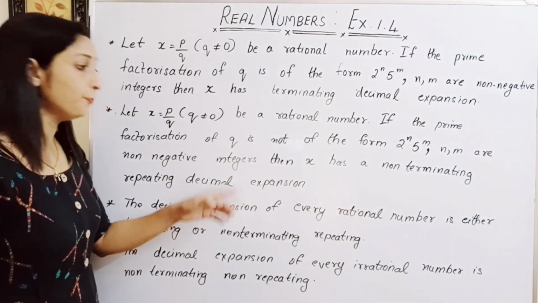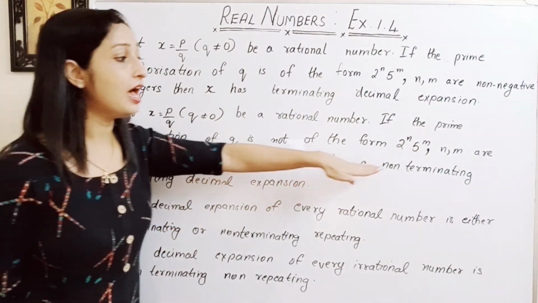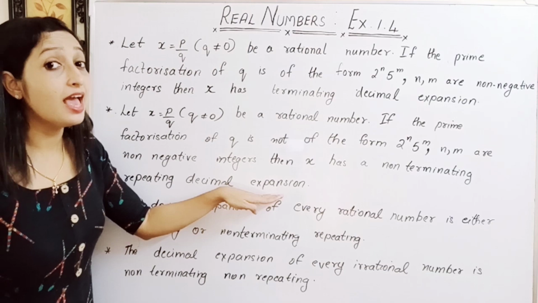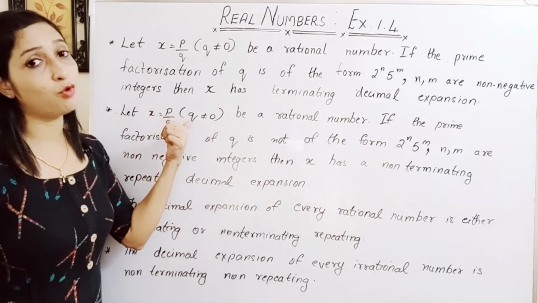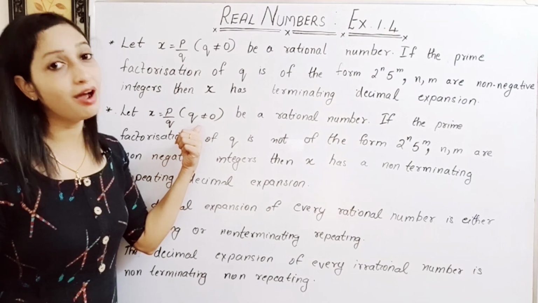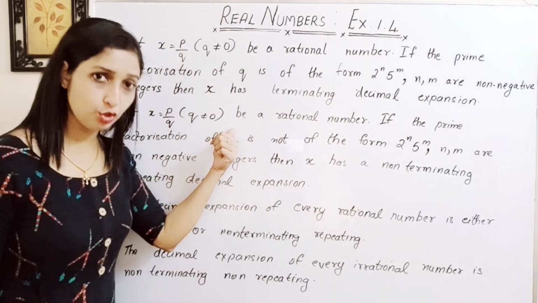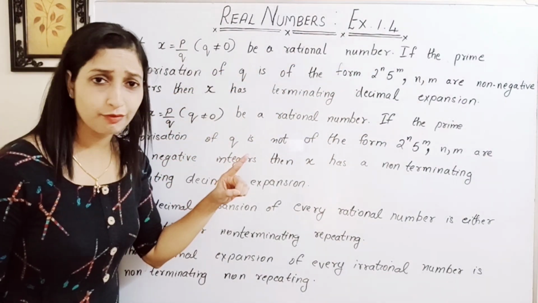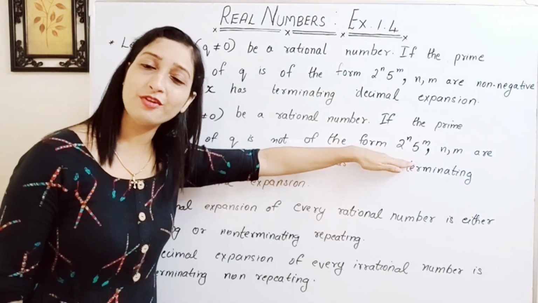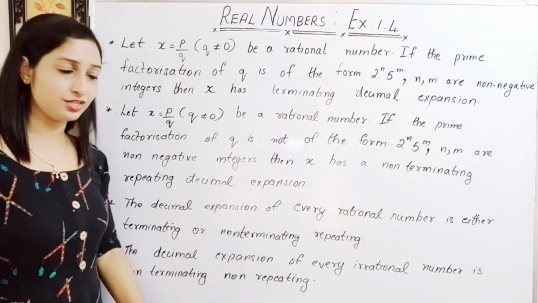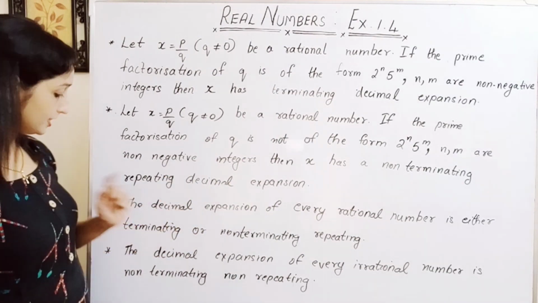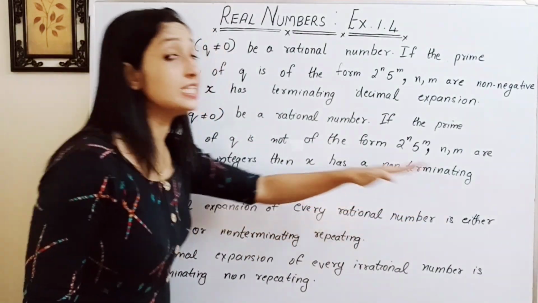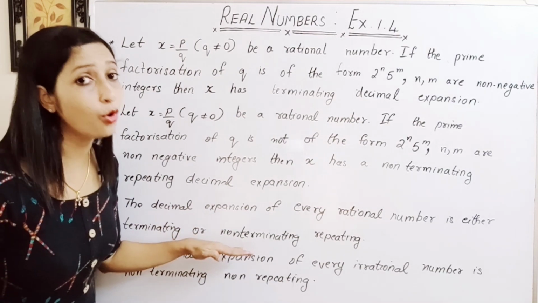What will the converse be? If x is a rational number having a non-terminating repeating decimal expansion, then x can be written of the form p by q where p and q are coprime and q not equal to 0, and the prime factorization of q is not of the form 2 raised to n into 5 raised to m, where n and m are non-negative integers.